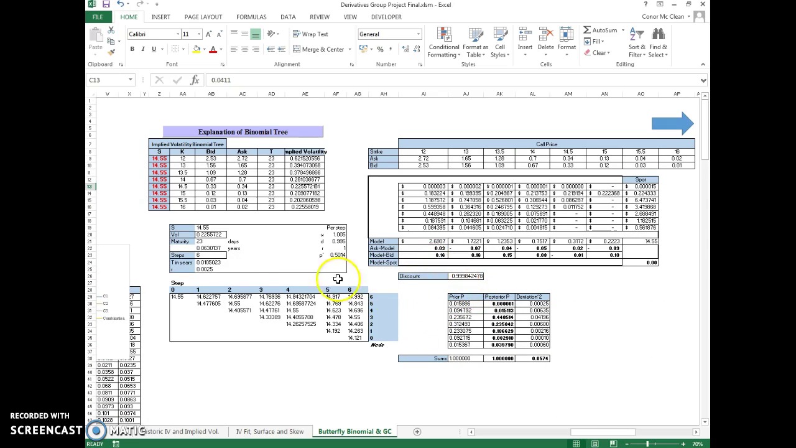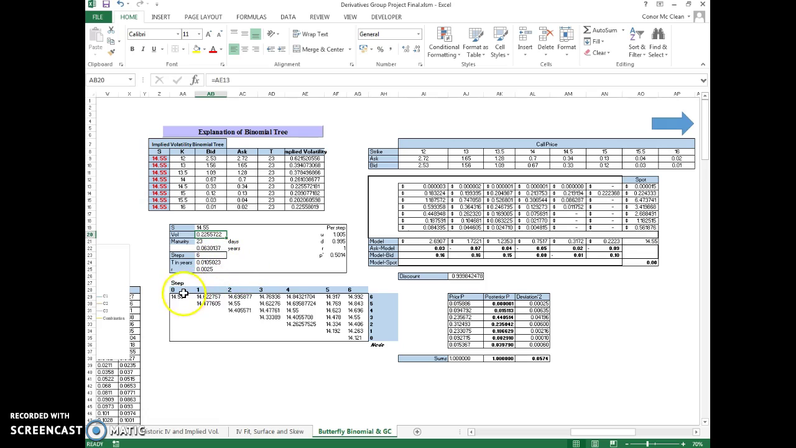Next was the binomial tree, and we used the exercise price of 14.55, which was on the date we had obtained the data. The volatility here is the one that was closest to the stock price, which is 14.5, so we used the 0.2255 volatility here.